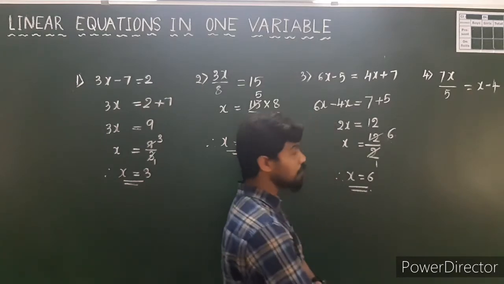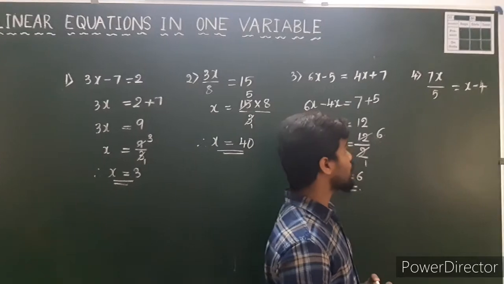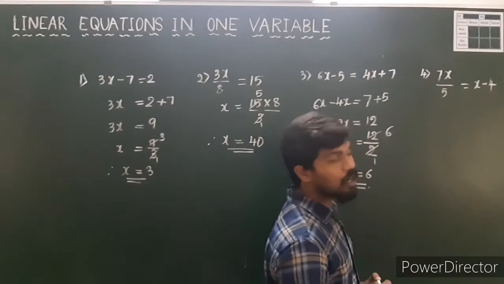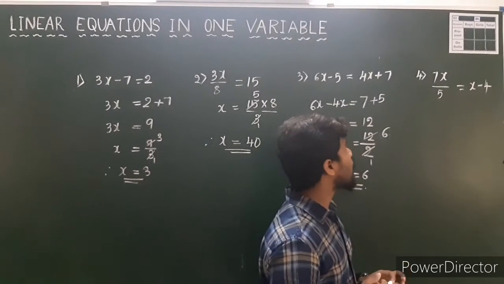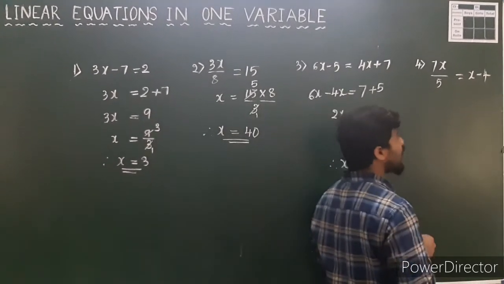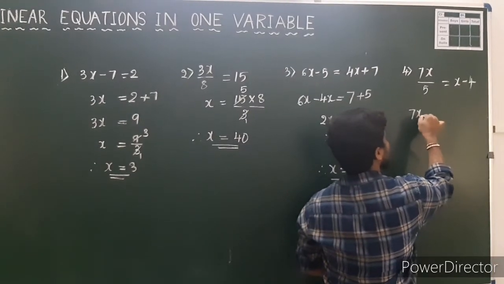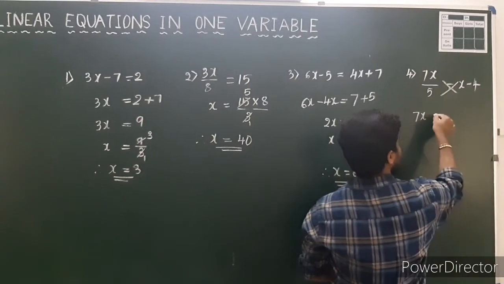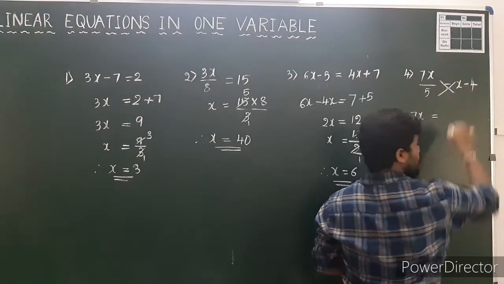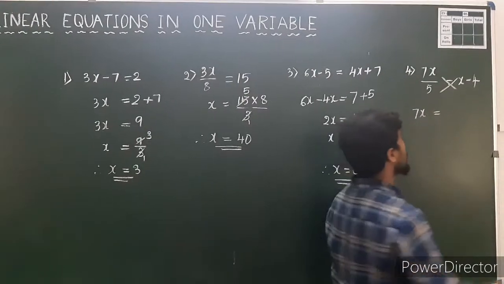So next problem, 7x by 5 equal to x minus 4. Here you do that cross multiplication. 7x, so here you do not have anything, so you consider it as 1. So 7x into 1 you get 7x only.